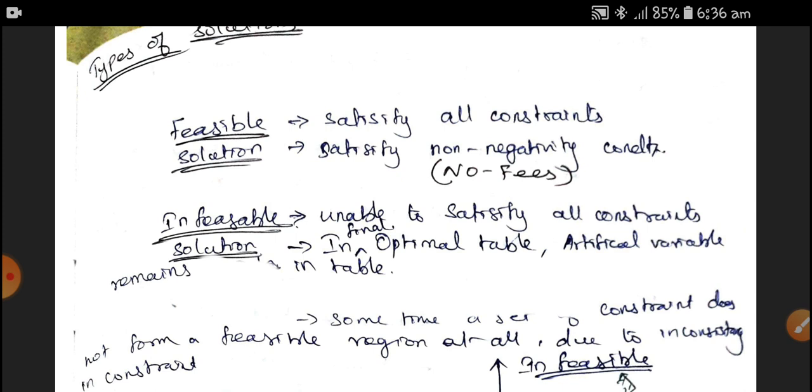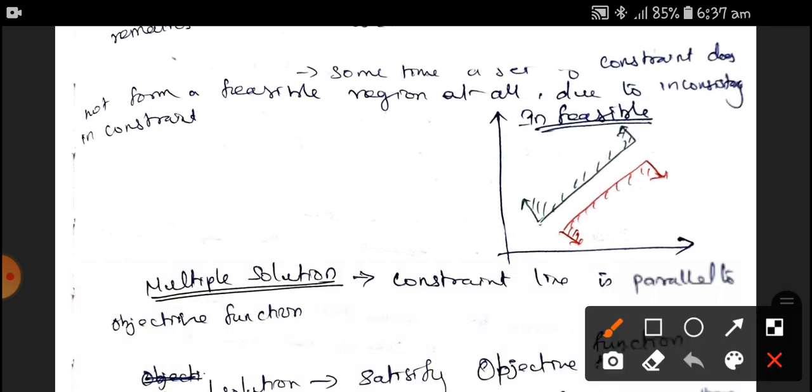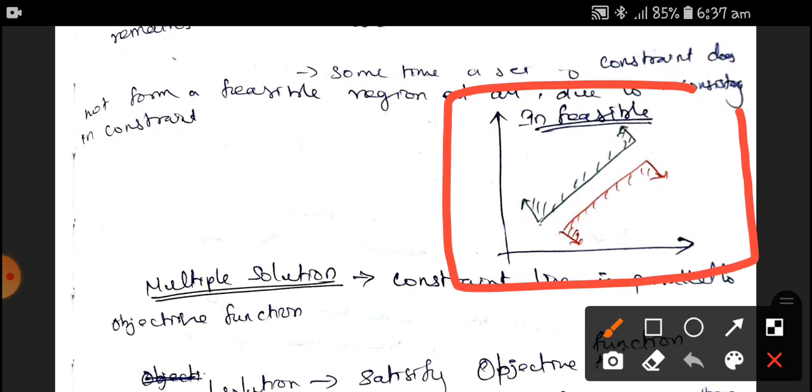And sometimes a set of constraints does not form a feasible region at all due to the inconsistency in constraints. So this is the infeasible region. So there is no bounded solution. There is no solution for this. So there is no feasible solution.